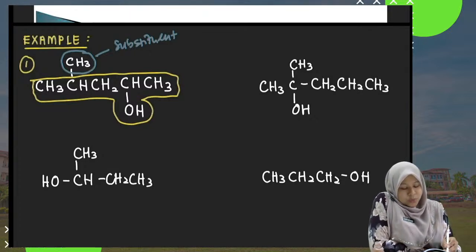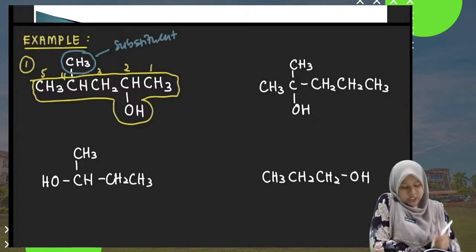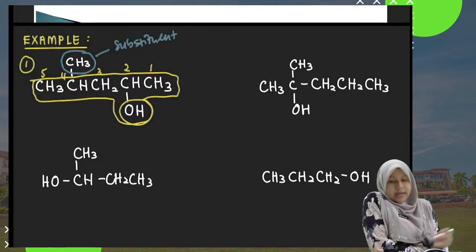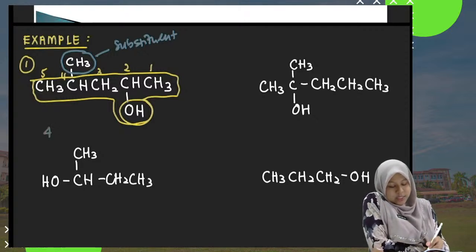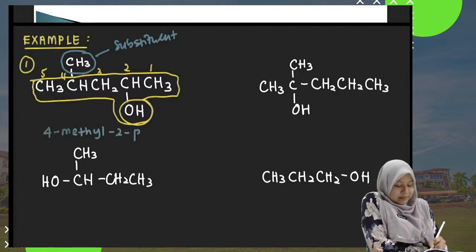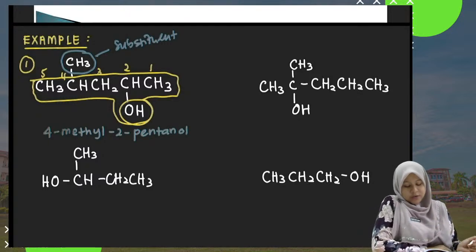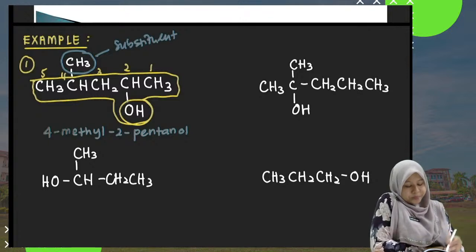So we number starting from the right: 1, 2, 3, 4, 5. We have the OH attached to the second carbon, and the substituent at the fourth carbon. The substituent is methyl, so 4-methyl. Because the parent name contains 5 carbons, the name here is 4-methyl-2-pentanol.